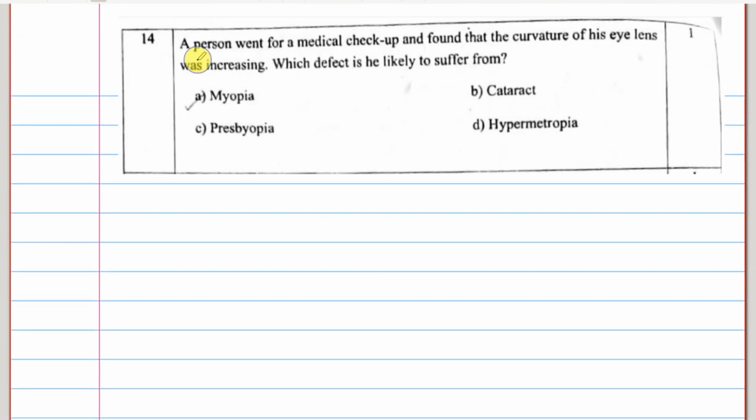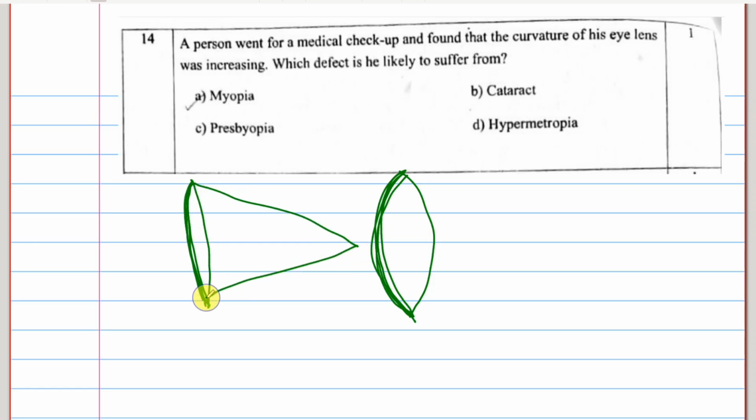Next question 14. A person went for a medical checkup and found that the curvature of his eye lens was increasing. So let me draw two lenses, a thin lens and a thick lens, crystalline lens. The thin lens has less curvature, and the one which is thicker will have more curvature. It is more curved, right? And we know that thinner lenses will have a longer focal length, thicker lenses will have a shorter focal length.